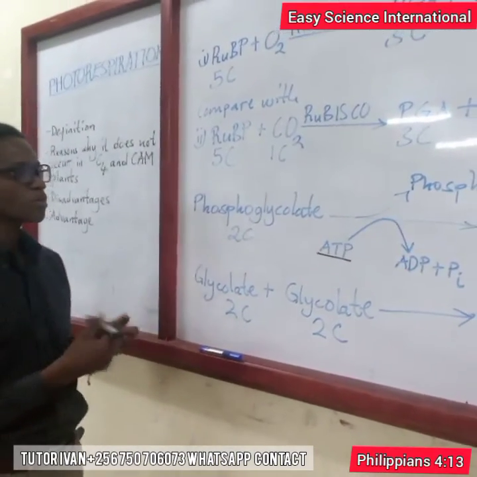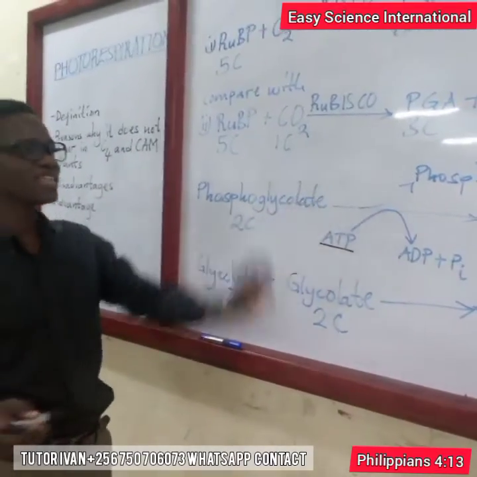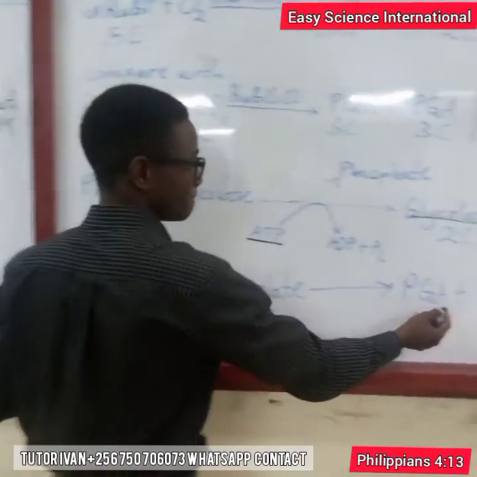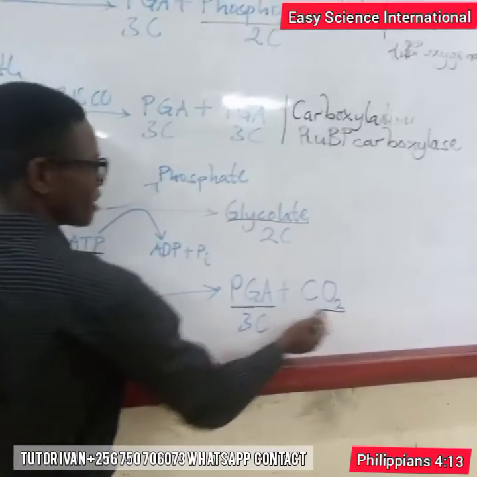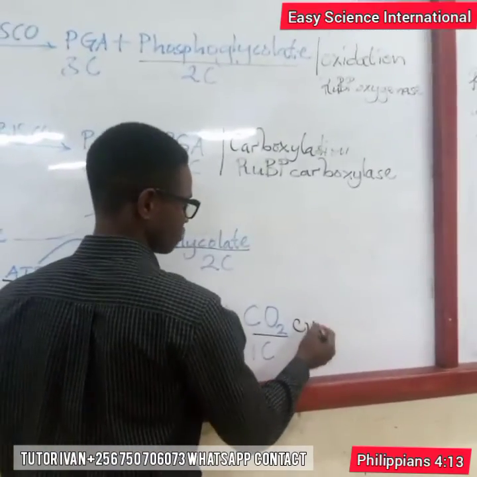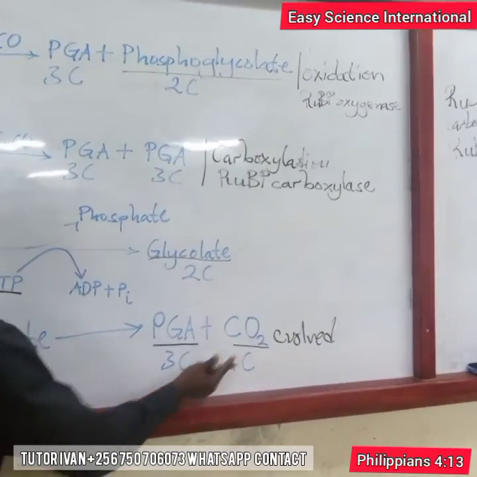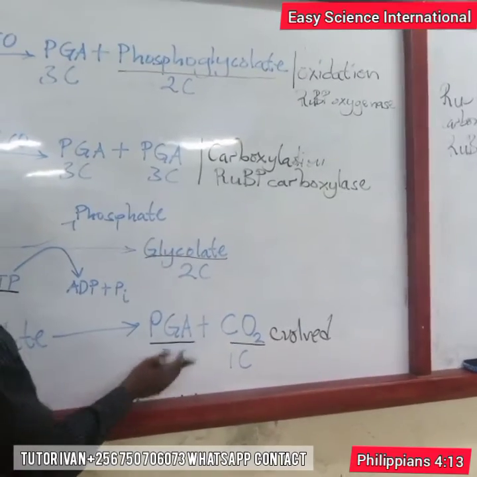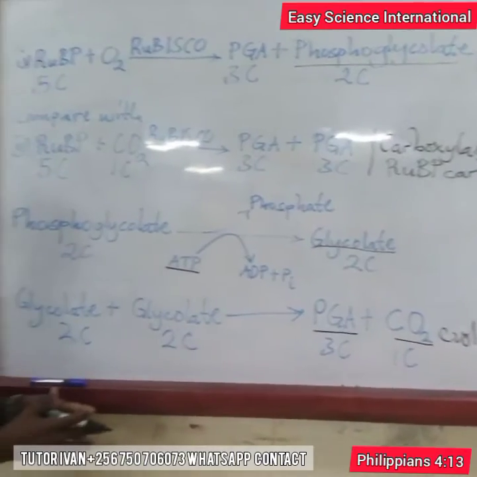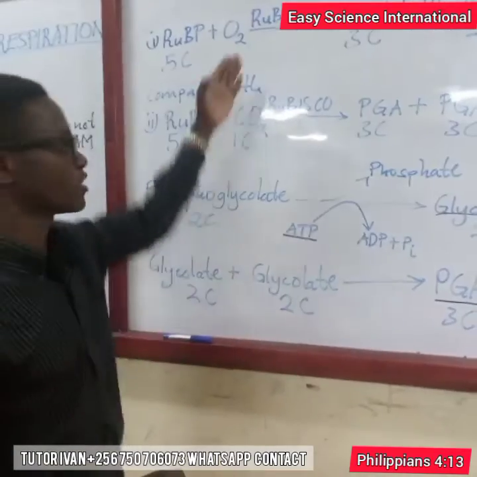Now, these glycolate molecules which are formed, they then combine to form for us PGA and carbon dioxide. And this carbon dioxide is evolved. So there is one carbon formed and it is lost, and we form this three carbon compound which enters the normal Calvin cycle to yield carbohydrates. Now, this is what we call photorespiration.